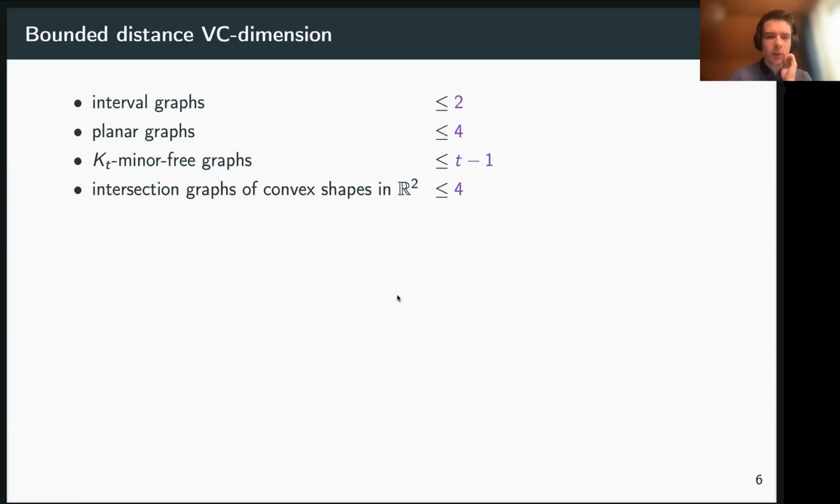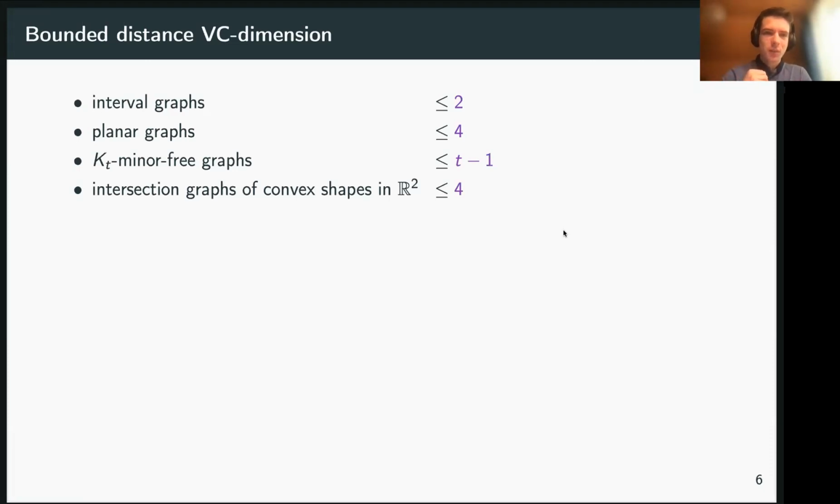And also, in our work, we proved that if we take an intersection graph of convex shapes, where each convex shape is identical, for example a unit square, axis aligned, and we build an intersection graph of such shapes in the plane, then the distance VC dimension of such a graph is also bounded by at most 4, like in planar graphs. This is a very similar proof, with slightly more edge cases.